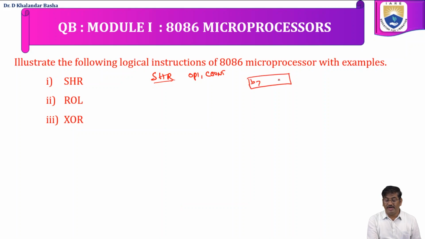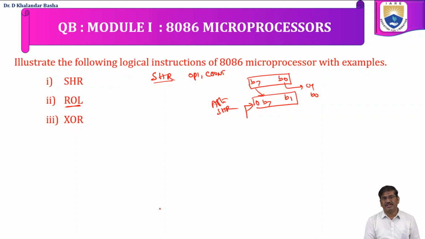As it is SHR, the contents will be shifted towards the right side. If I have 8-bit data, that is bit 0 to bit 7, then after SHR, B0 will be in the carry flag and B1 will come to the LSB position. B7 will be placed in the next bit to MSB and MSB is appended with 0. The next instruction is ROL, which is rotate left without carry.